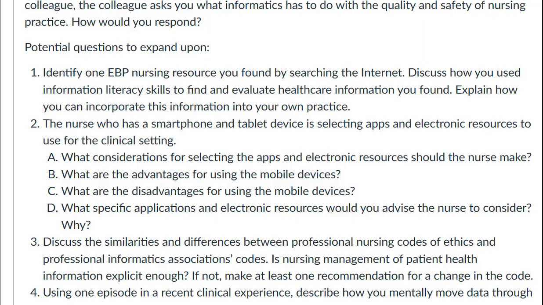Don't just describe privacy concerns. Discuss why protecting patient information is essential to maintaining trust and providing safe care. Always bring it back to your patient. All right?